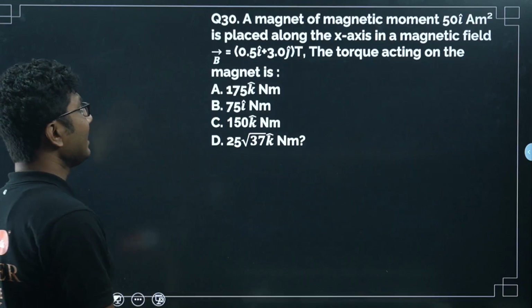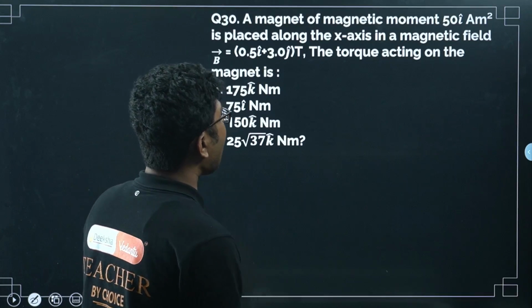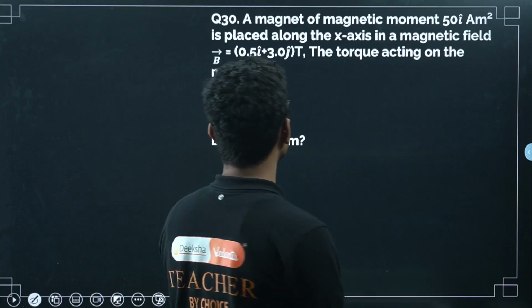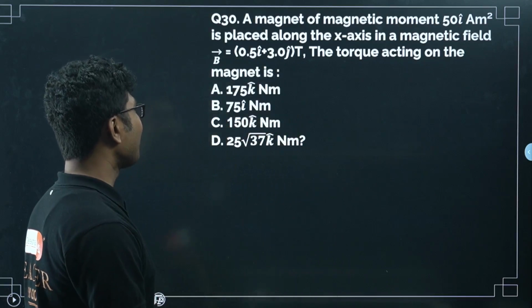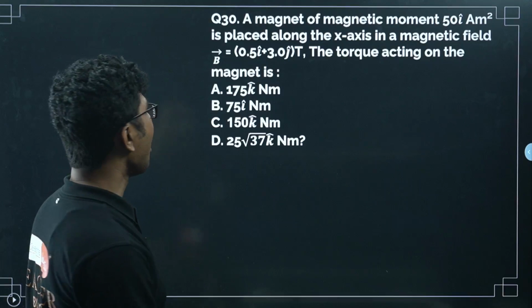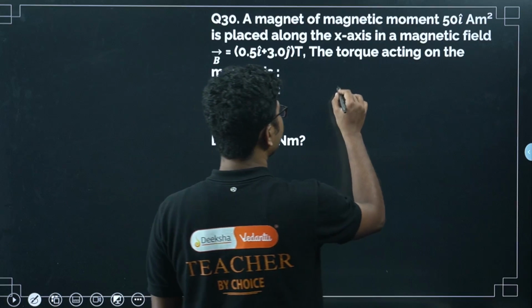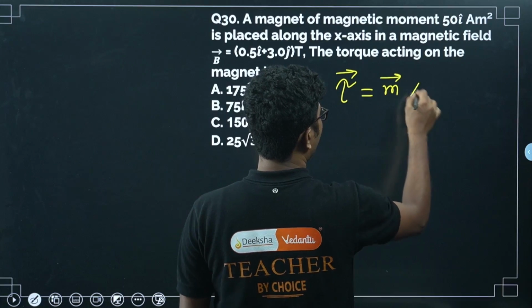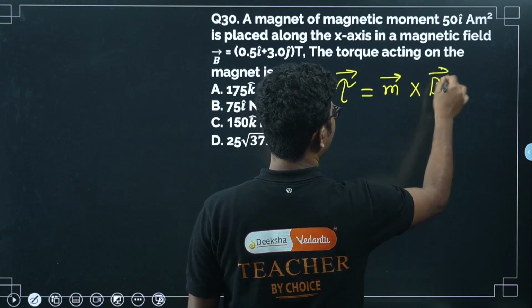Now a magnetic moment 50 i ampere meter square is placed along the x-axis in a magnetic field B equals 5 i cap plus 3 j cap. The torque acting on the magnet is, torque is magnetic moment cross magnetic field, right?